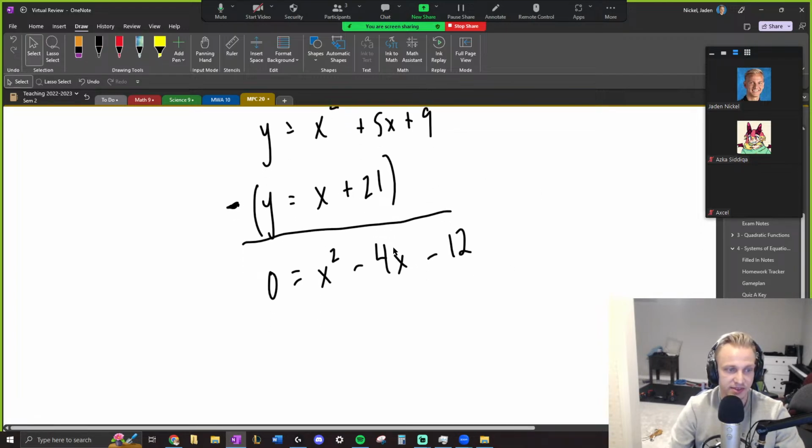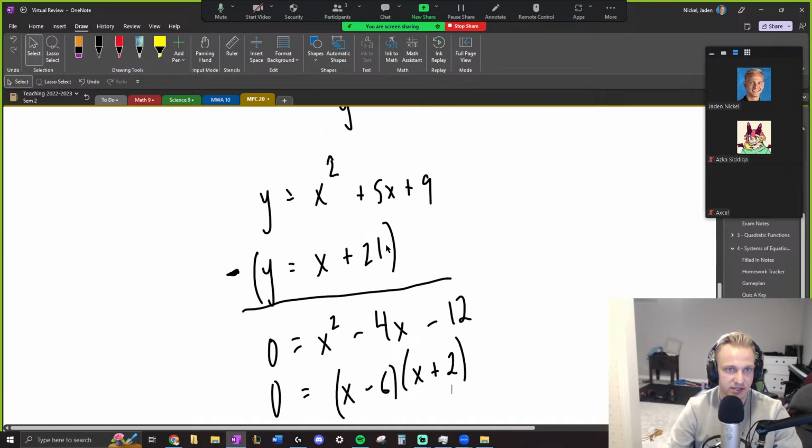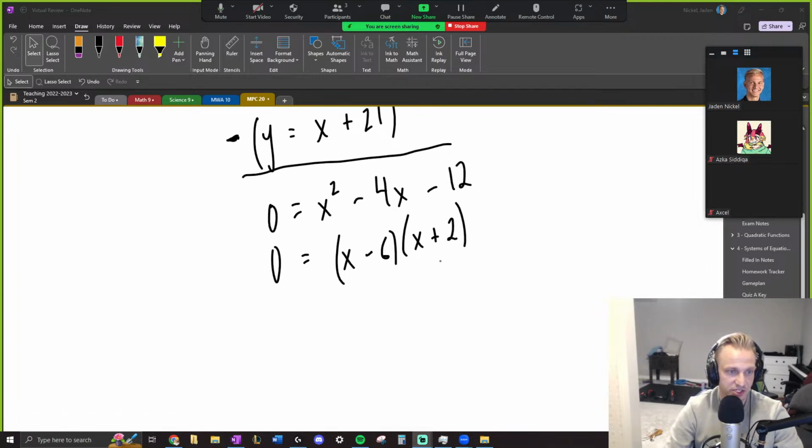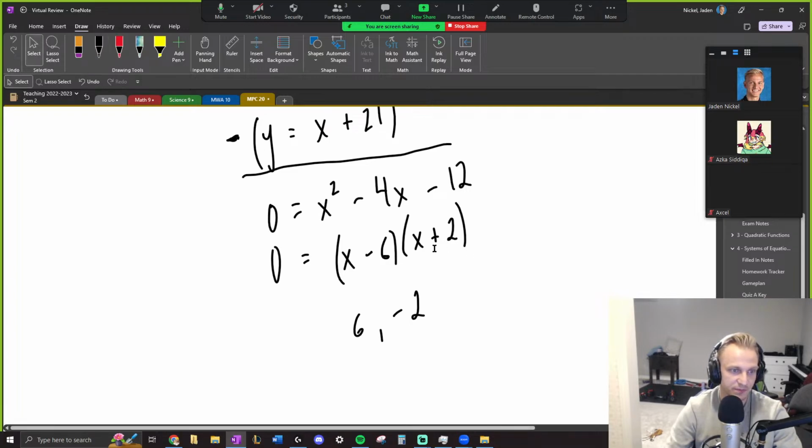So whenever you eliminate, the next step is always try to factor it. So this would be x minus 6 and x plus 2, like that factored. And then the next thing would be to just write your two solutions. So it'd be like 6 and -2, for example.